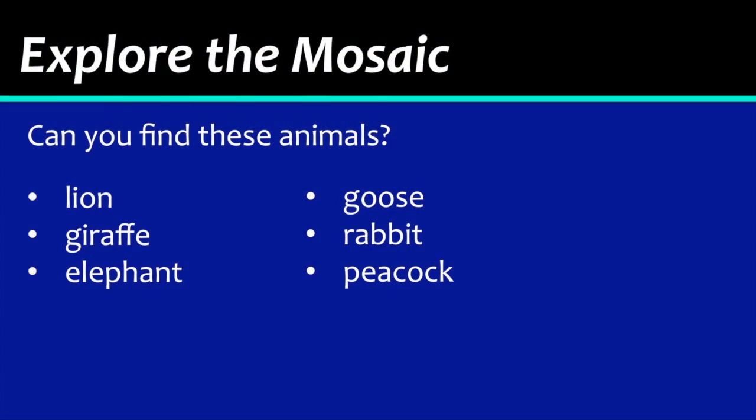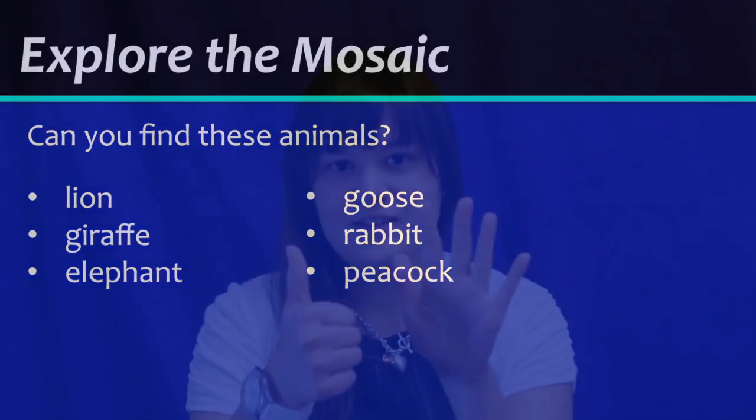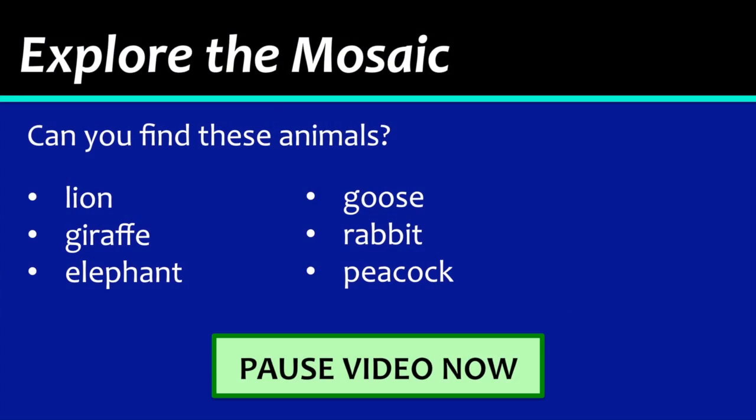And now we have a scavenger hunt just for you. There are lots of animals in this mosaic, so let's see how many you can find. Look for these animals: a lion, a giraffe, an elephant, a goose, a rabbit, and a peacock. To get to the website, click the link in the green box right below this video. And pause this video now to start your scavenger hunt.